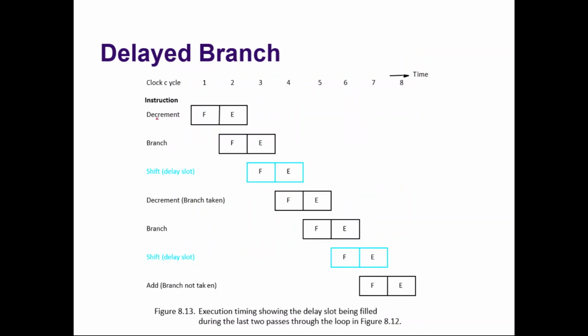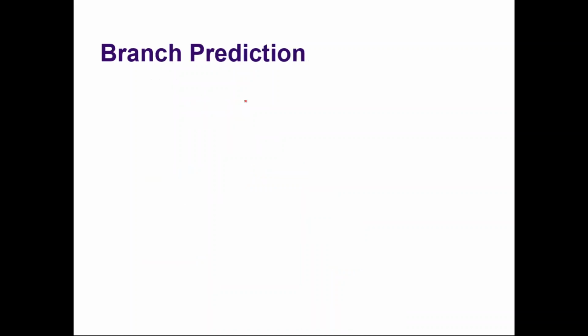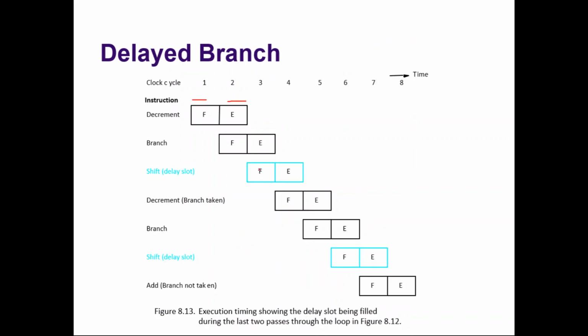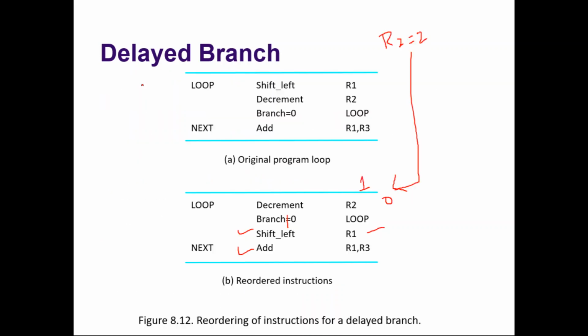So if initially, let us assume R2 is 2, first the decrement is executed. It's a 2-stage pipeline, fetch and execute. Then the branch, fetch and execute. Then shift, this is the delay slot, fetch and execute. In spite of whether the branch is taken or not, this will be executed. So we call this concept delayed branch.